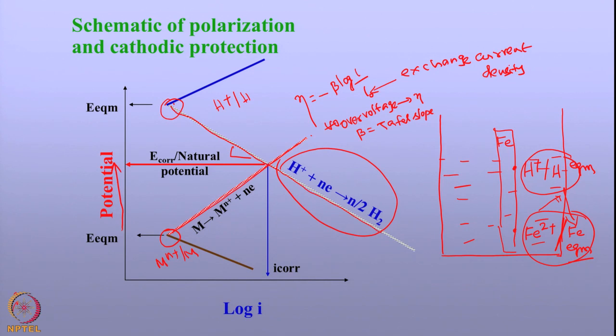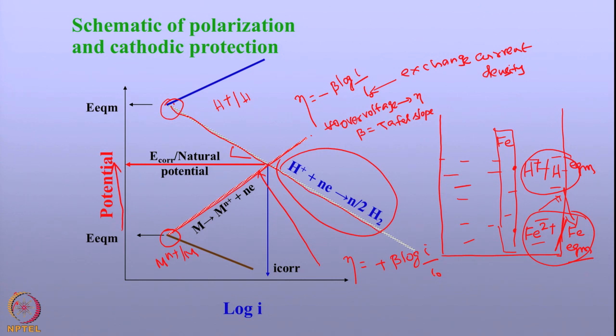A similar relationship exists for the metal oxidation as well. You can also write a similar equation for that, wherein in this case eta is equal to plus beta log I upon I naught.